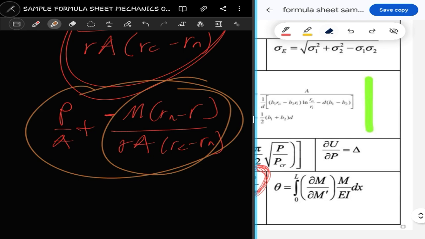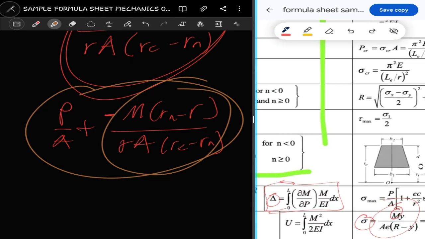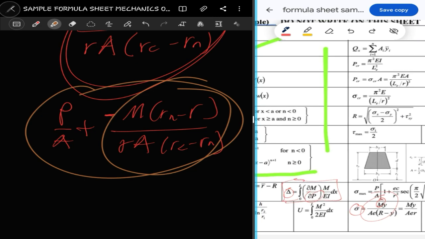Then again, this one here is still talking about the deflection in the Castigliano method. This one here is the slope in the Castigliano or energy method, as we're saying. So for the deflection, the only thing that changed here is this one changed to P, which we've seen here already. The derivative is done with respect to P.